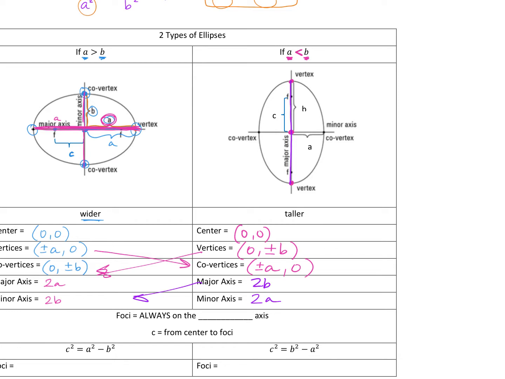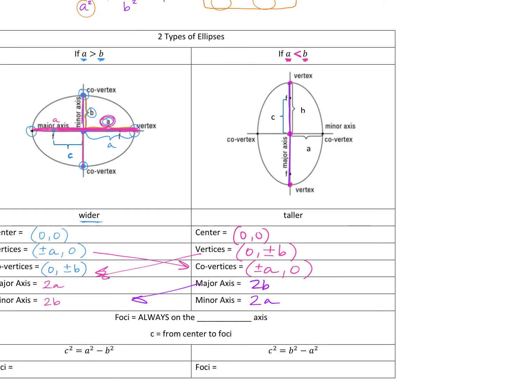Okay, your foci. Remember, foci were these 2 points on the first guy, those bluish points, and these two on the second one. What axis do they always fall on? Your major axis, okay? Wherever your vertices are, whether this way or this way, that's where your foci will be also. They will never be with the co-vertices, okay? They'll be with the vertices on the major axis.